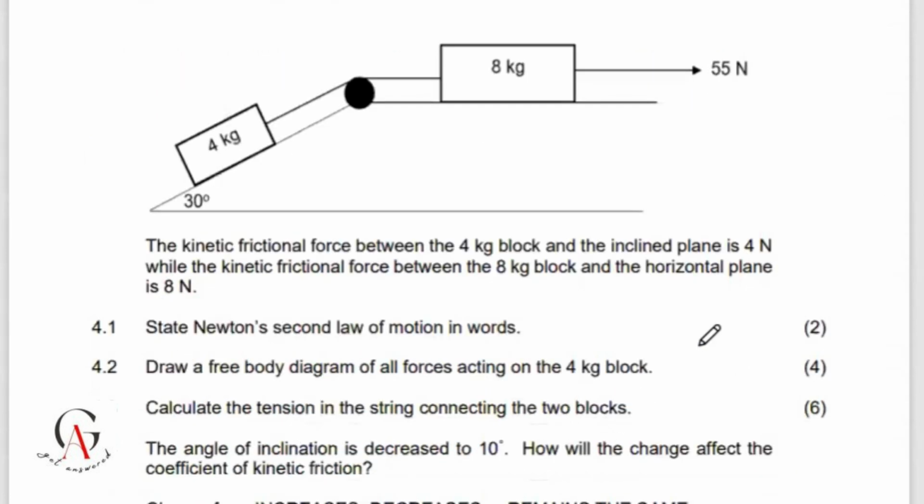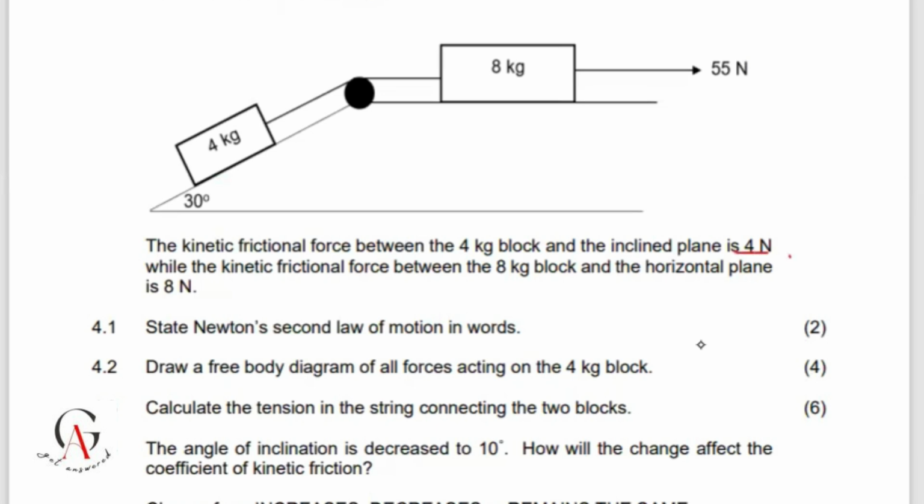Then question number 4, they're telling us that in the diagram below, an 8-kilogram block is connected to a 4-kilogram block by means of a light inextensible string. And then a constant force of 55 newtons is applied to the 8 kg block to accelerate the combination of the blocks to the right. The kinetic frictional force between the 4 kg block and the incline is 4 newtons.